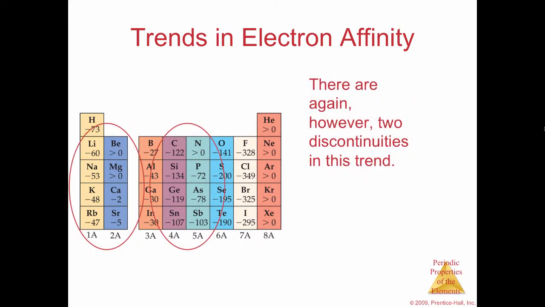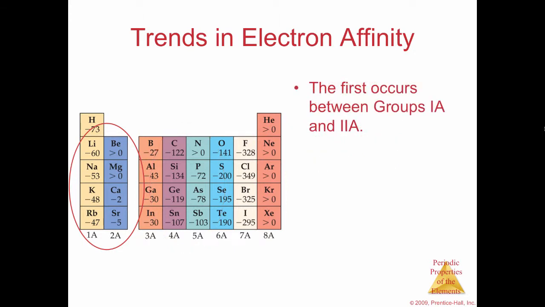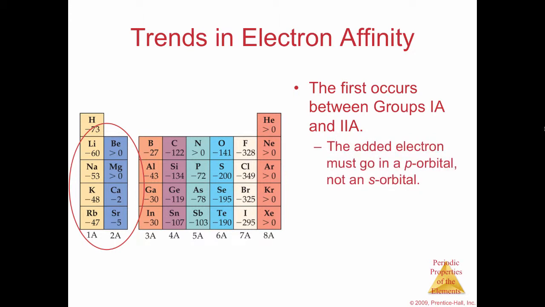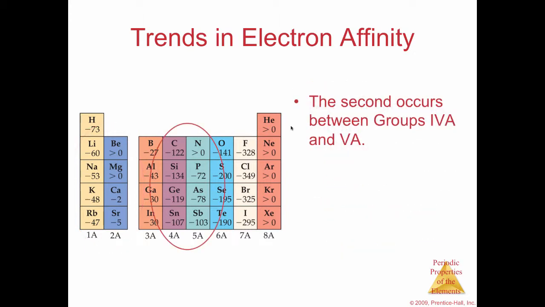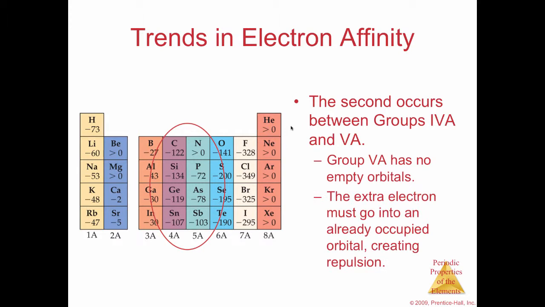There are, again, however, 2 discontinuities in the trend. The first occurs between groups 1A and 2A. The added electron must go into a p orbital, not an s orbital. The electron is farther from the nucleus and feels repulsion from the s electrons. The second occurs between groups 4A and 5A. Group 5A has no empty orbitals. The extra electron must go into an already occupied orbital, which will create repulsion.